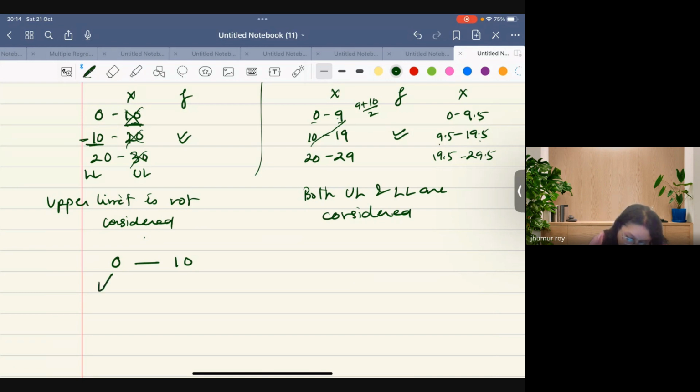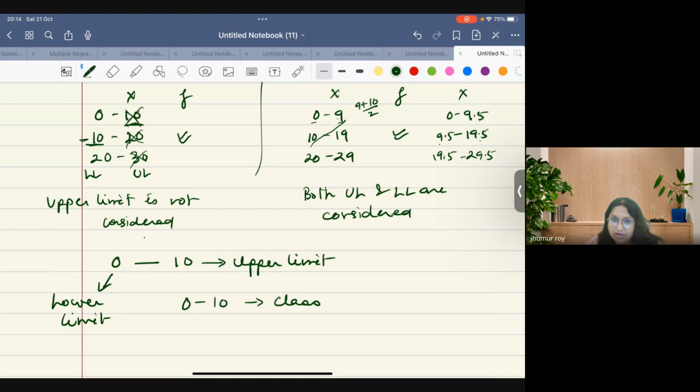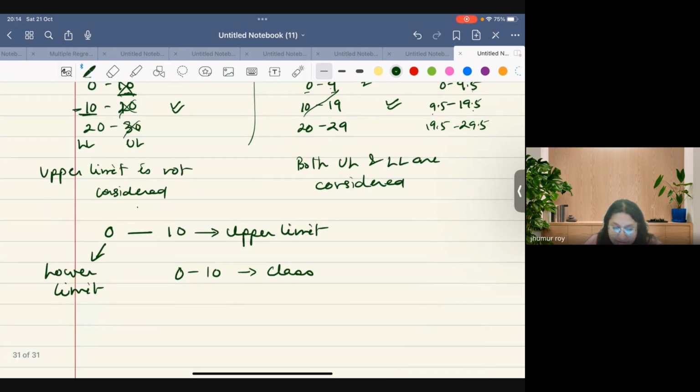So the 0 that you have is called the lower limit. And this 10 is called the upper limit. Okay. And this 0 to 10 that you have is called a class. Okay. So you will have a number of classes whenever we write a distribution table. So that is called a class.